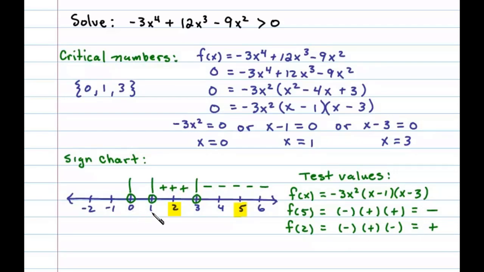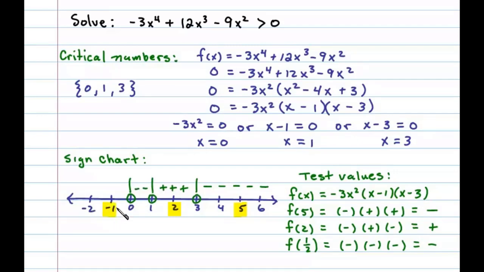Now, choosing a number between 0 and 1, say 1/2, we'll test that. F of 1/2 in this case, we have negative 3 times 1/2 squared will be negative. 1/2 minus 1 is negative. And 1/2 minus 3 is negative. Multiplying 3 negatives results in a negative number.